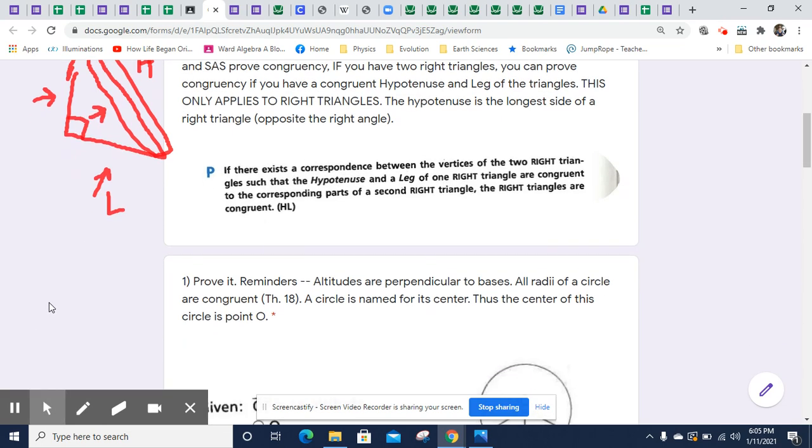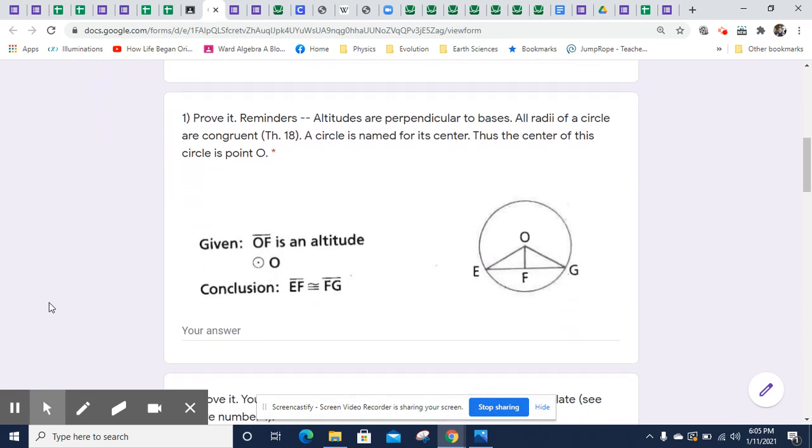Okay, neat. So a little hint here: altitudes are perpendicular to the base of a triangle, and all radii of a circle are congruent. That's theorem 18. A circle happens to be named for its center. Thus, the center of this circle is point O. So that gives us some information.